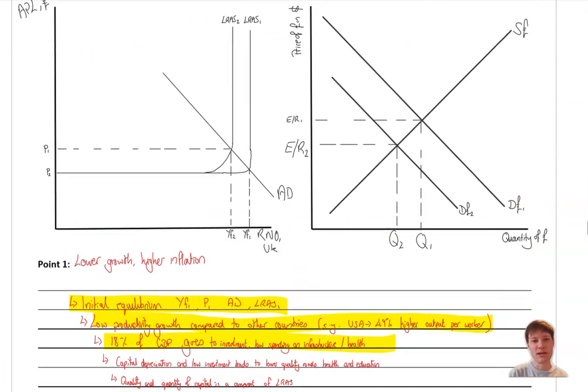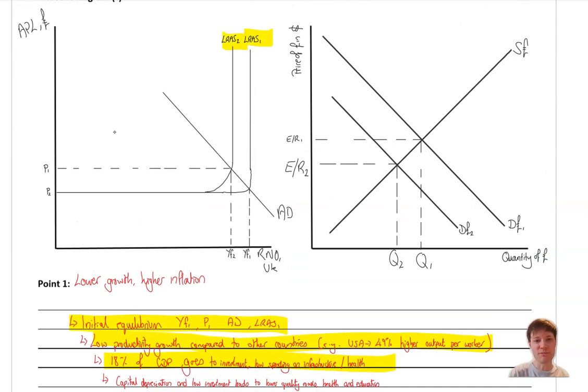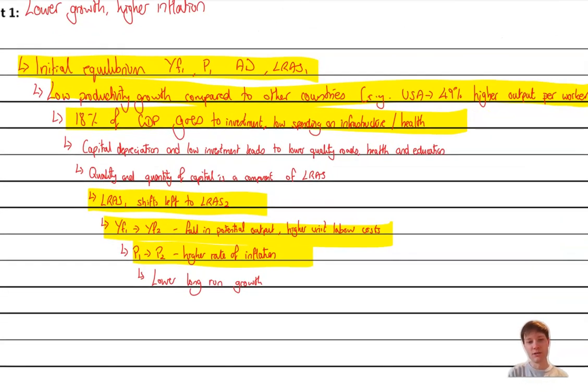Now, how do I make the LRAS shift to the left? That's a bit of a difficult point. And what we can use is the idea of capital depreciation. The idea that capital, over time, gets worse in quality. It wears out. Roads get potholes in them, or whatever you want to talk about.